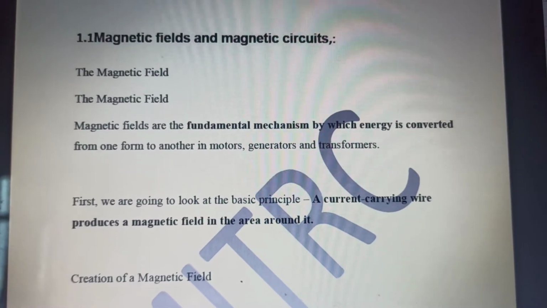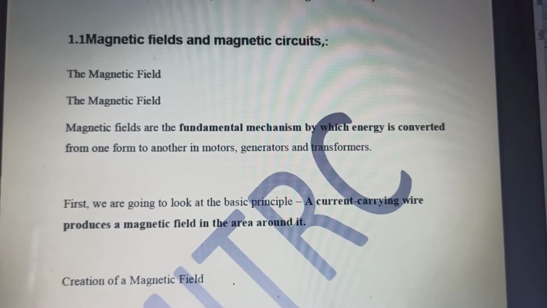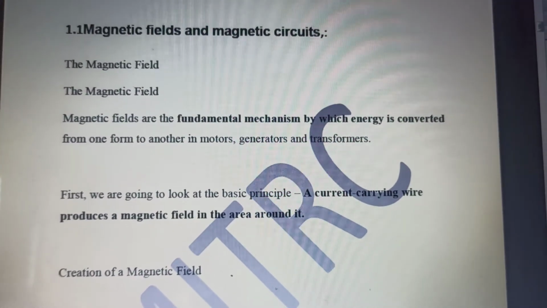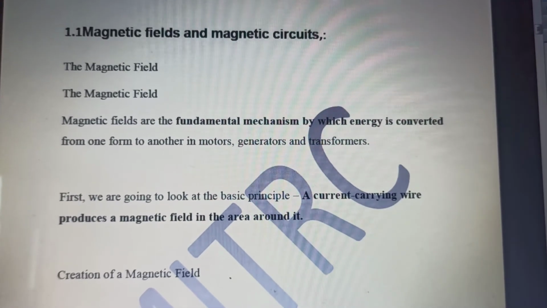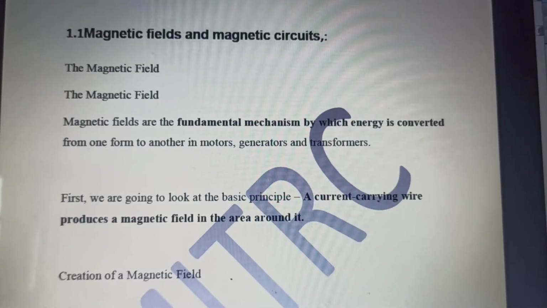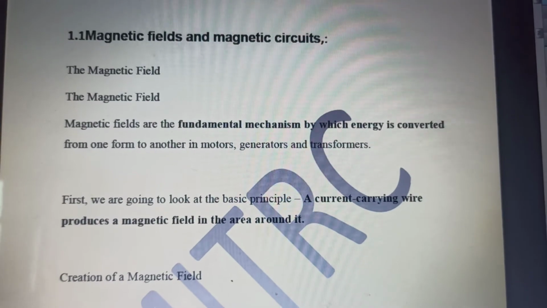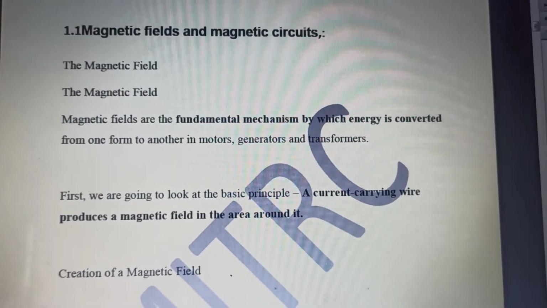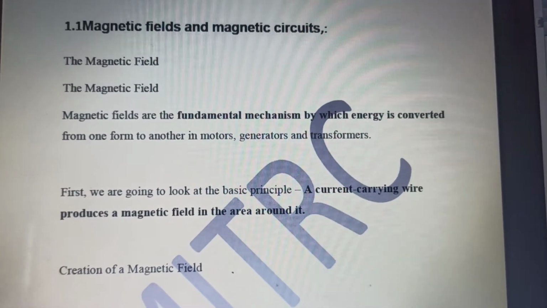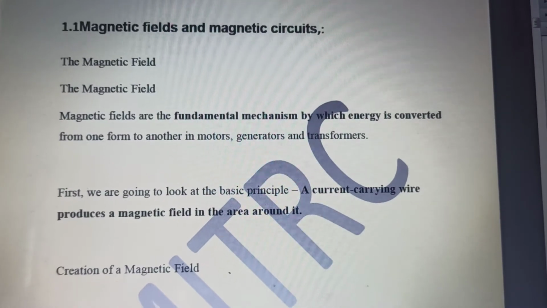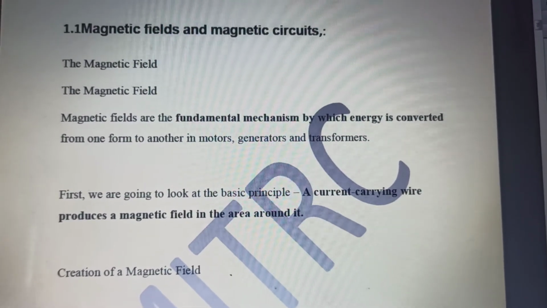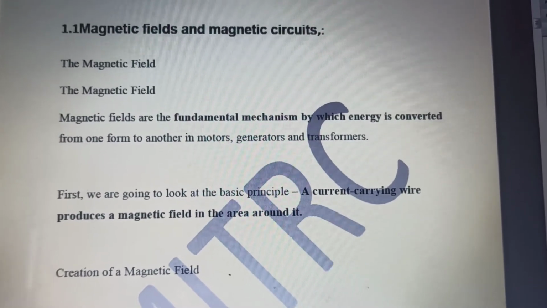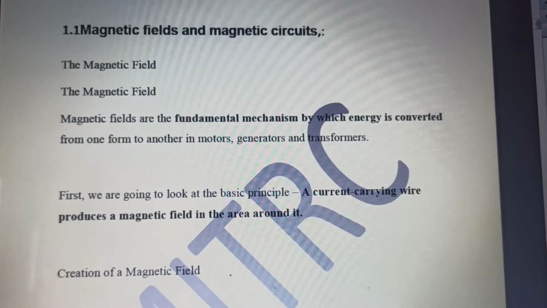Now, I will move towards the basic understanding of magnetic fields and magnetic circuits. So what exactly are magnetic fields? What I want to say is that the fundamental mechanism by which energy is converted from one form to another in all types of machines, for example in motors, generators, and transformers, is the magnetic field. It is a eureka moment for all of us.